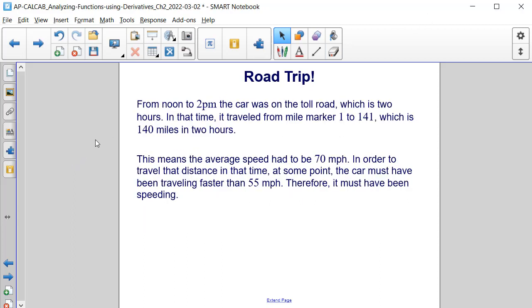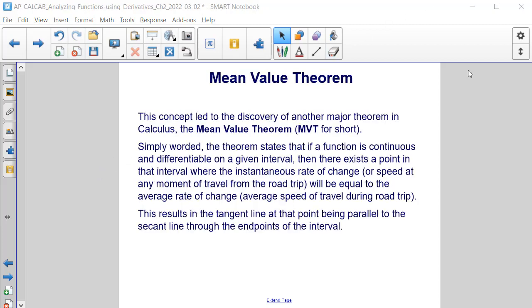Well, from noon to 2 p.m., the car was on the toll road, which is 2 hours. In that time, it traveled from mile marker 1 to 141, which is 140 miles in 2 hours. This means the average speed had to be 70 miles per hour. In order to travel that distance in that time, at some point, the car must have been traveling faster than 55 miles per hour. Therefore, it must have been speeding.